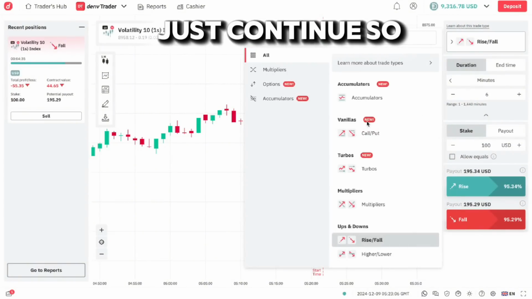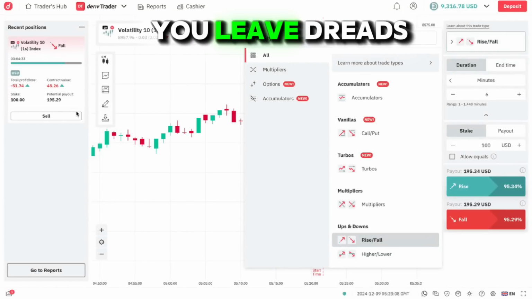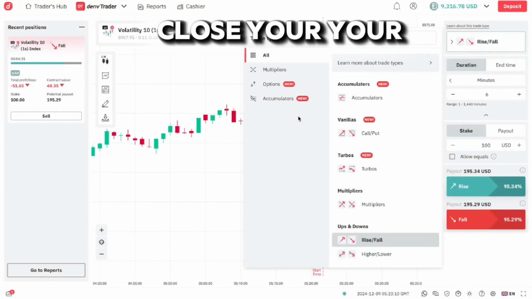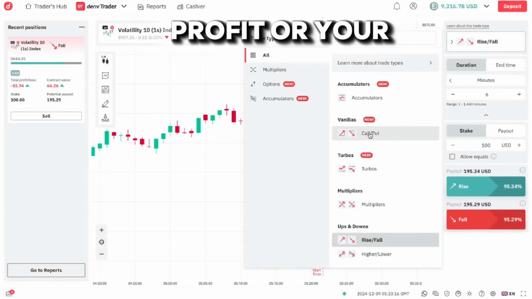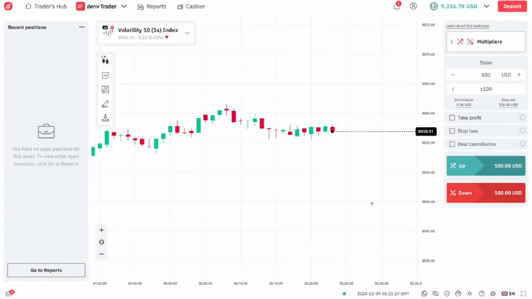So this will just continue. If, for example, you leave trades running, even if you close your browser, so long as Deriv has taken the call, it will keep running. You'll find your profit or your loss on the trade later.